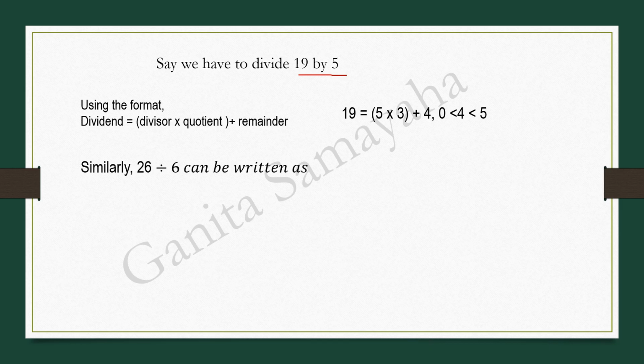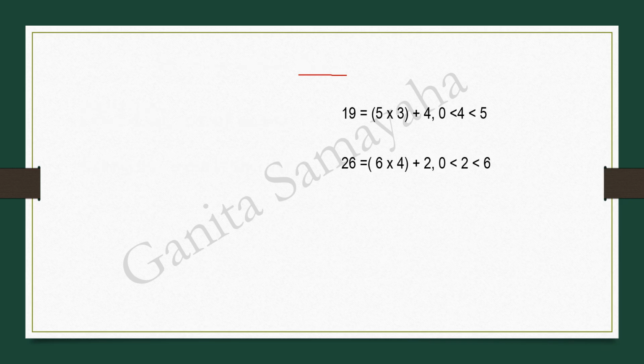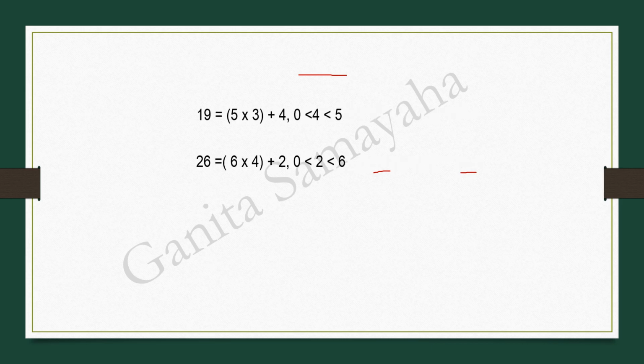Say we want to divide 26 by 6. 26 is the bigger number, so we can express 26 in terms of 6 as 26 is equal to 6 into 4 plus 2. And this remainder 2 lies between 0 and 6, where 6 is our divisor. Okay, so we have got numbers which can be written in this format: 19 is equal to 5 into 3 plus 4, and 26 is equal to 6 into 4 plus 2.